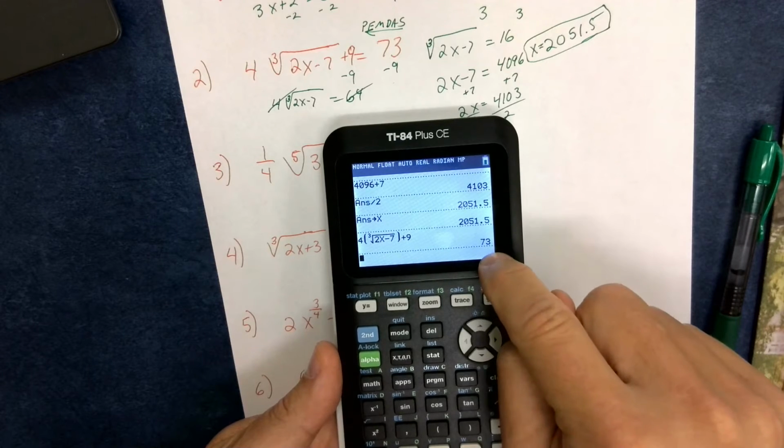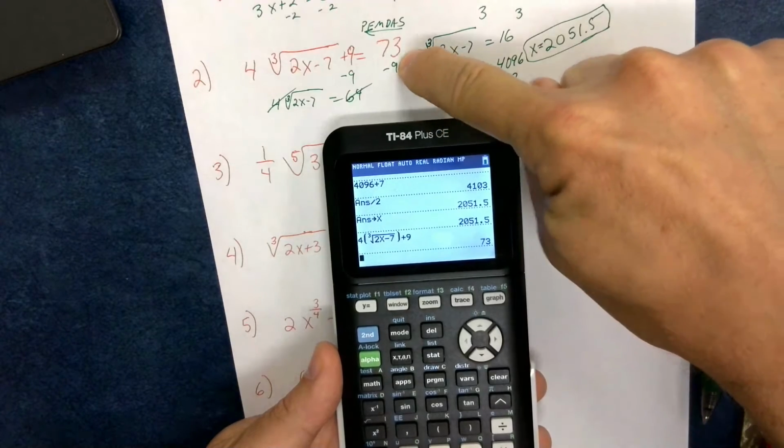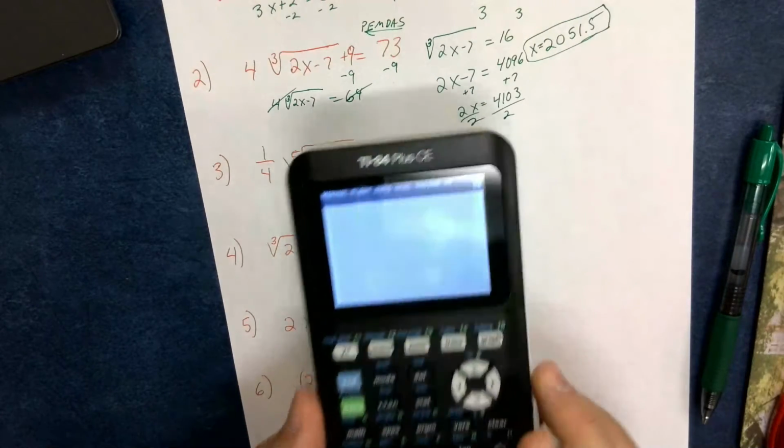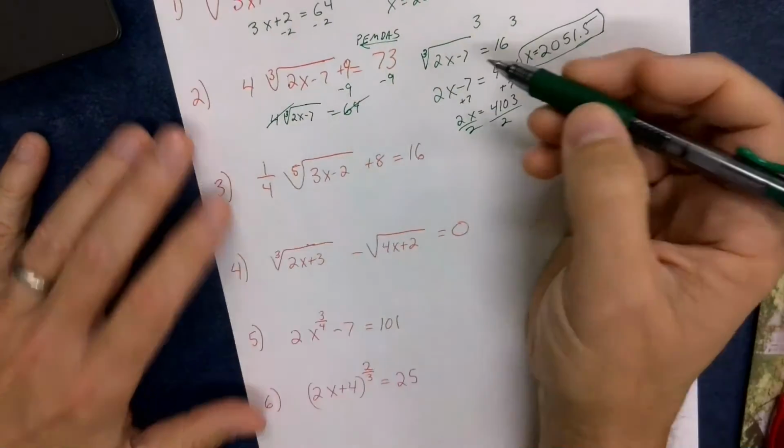And you can see that it says it equals 73. That's what I wanted, 73 right there. So we got a winner. So again, please put stuff into your calculator to check afterwards to make sure that you did it right.